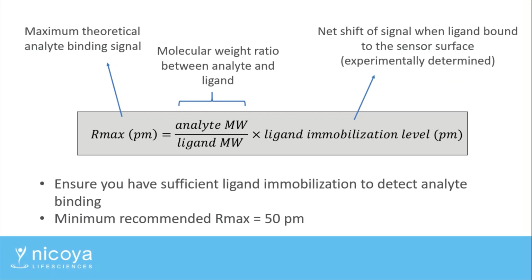Now you can tell that this equation will become especially important if the molecular weight ratio is small. So say we have a large ligand on the surface and our analyte is a smaller molecule. Now, when this ratio is small, we are going to want to ensure that we have sufficient ligand immobilization to be able to detect the analyte binding signal. Now, for our response units, you're going to want to aim to have at least an Rmax of around 50 picometers to ensure that we have a good signal-to-noise ratio for detection. Now, knowing all this, we can have a minimum goal for our ligand immobilization level.